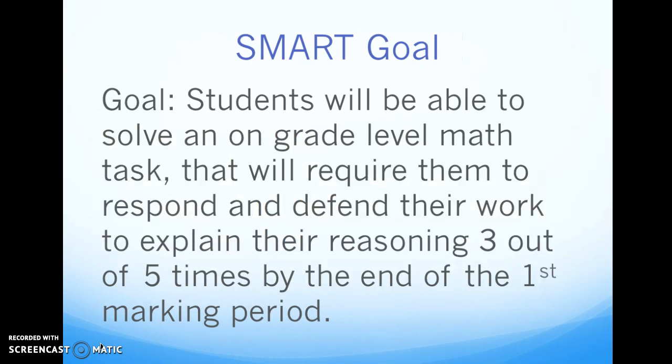We labeled it as a score of a 3 and a 2. Next, after that, we formed a SMART goal in our next data meeting, which is: students will be able to solve an overall grade level math task that will require them to respond to defend their work and explain their reasoning 3 out of 5 times by the end of the first marking period. During our data chat, we noticed that students have a hard time explaining their work, which is something that we wanted to work on.